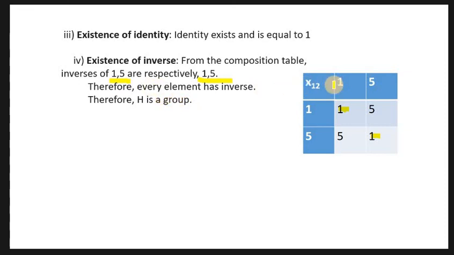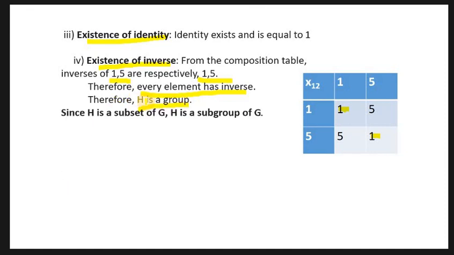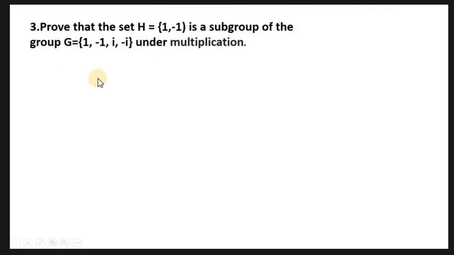So, therefore, it shows that every element of H has inverse. Since every element of H has inverse, it satisfies all the 4 properties: closure law, associative law, existence of identity, existence of inverse. Hence, H is a group. Since H is a group and H is a subset of G, therefore H is a subgroup of G. Let us work out one more problem of the same type.